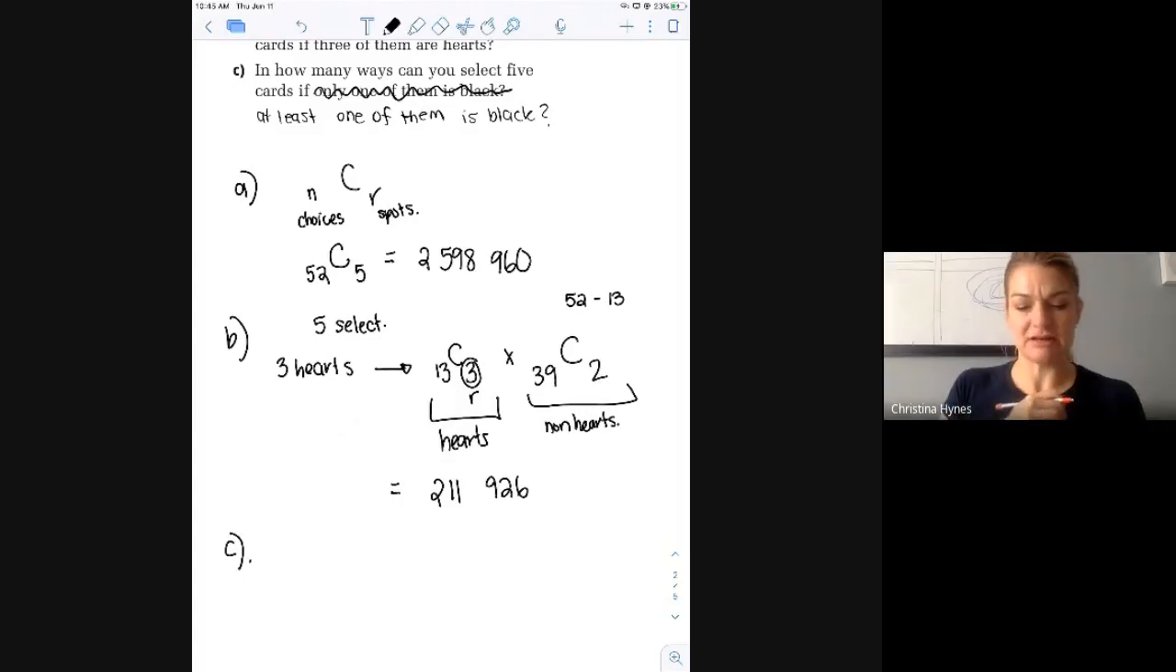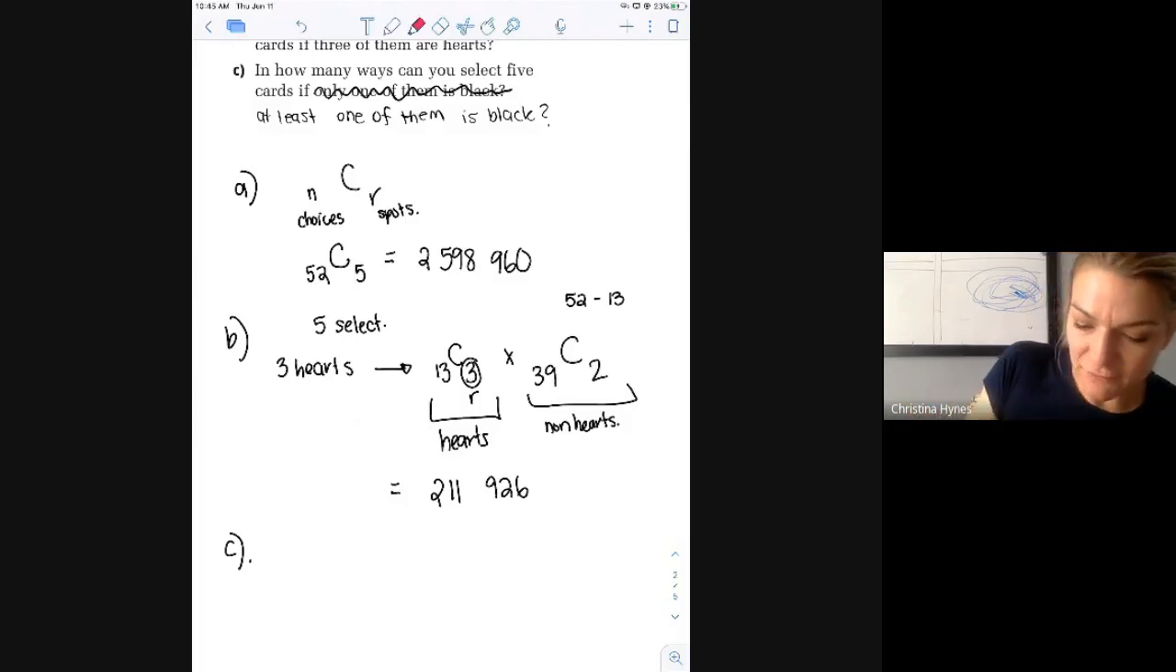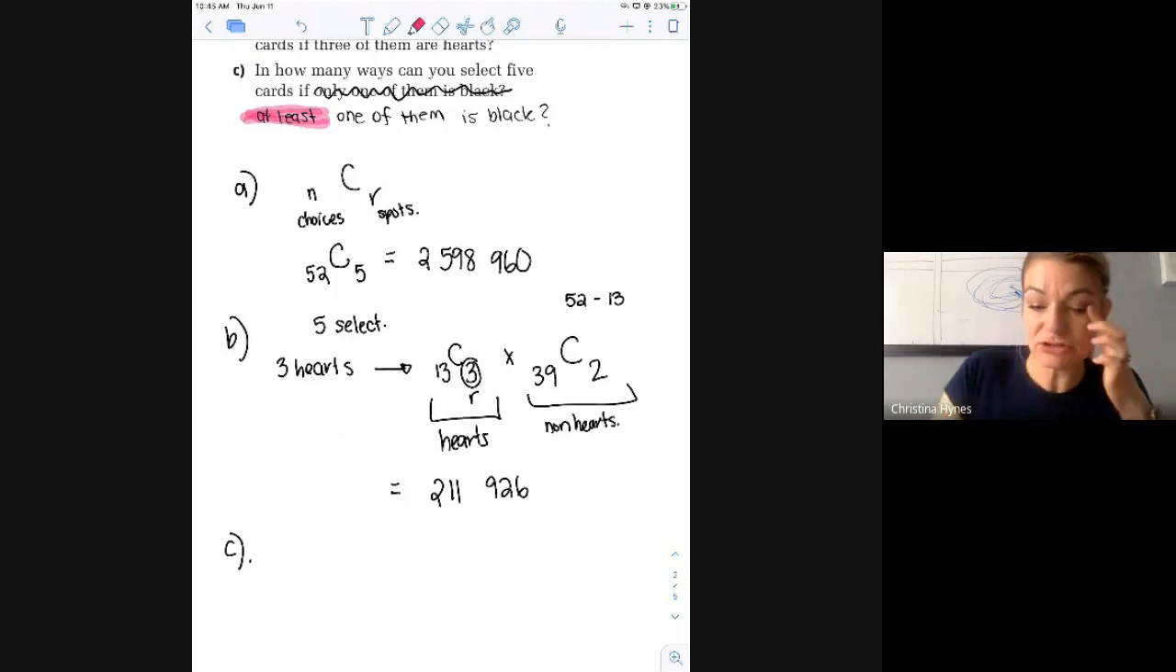The last question, you have to look for keywords. So our keyword that you want to focus on is this word at least, or if you see at most. Those are words that tell you that you're going to have cases. You're not just going to have one line. You're going to have multiple options that could be your answer. So for example, I want at least one of them to be black. So 1 black.